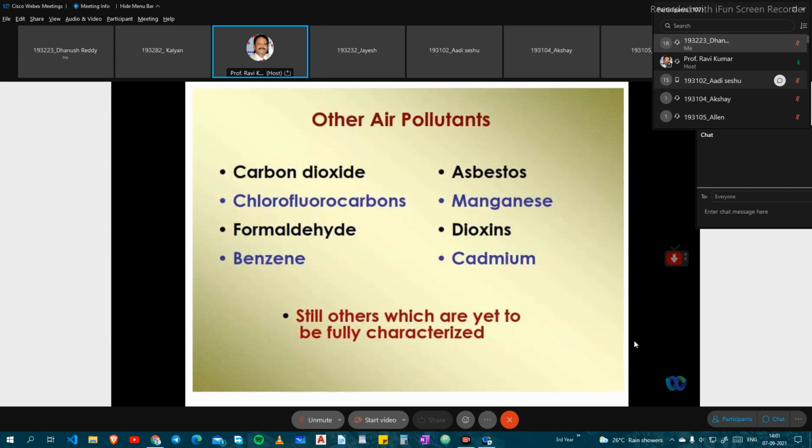Other air pollutants include carbon dioxide, chlorofluorocarbons, formaldehyde and benzene. These are associated with particles such as asbestos, manganese, dioxins and cadmium. Still others are not yet fully characterized.